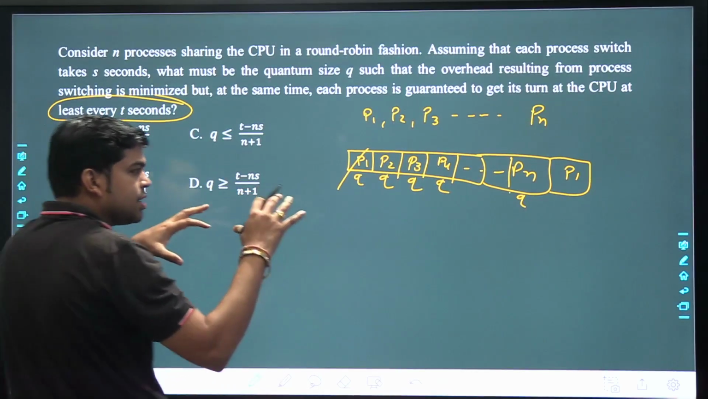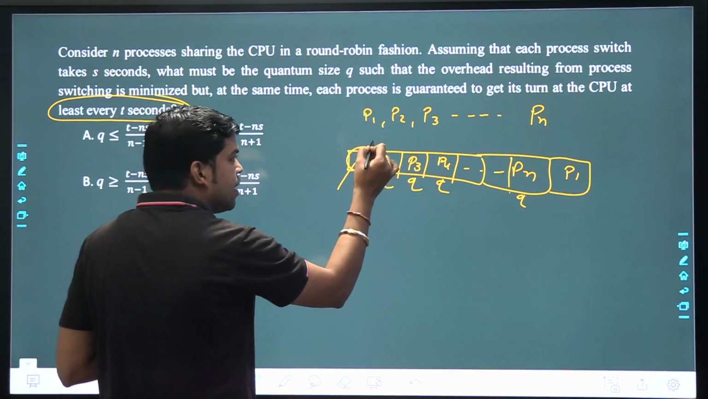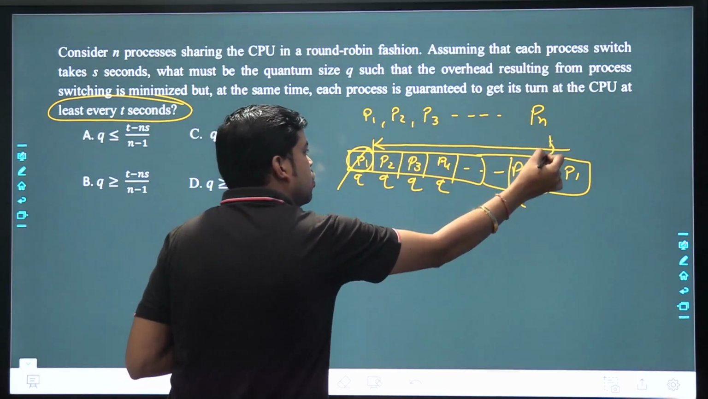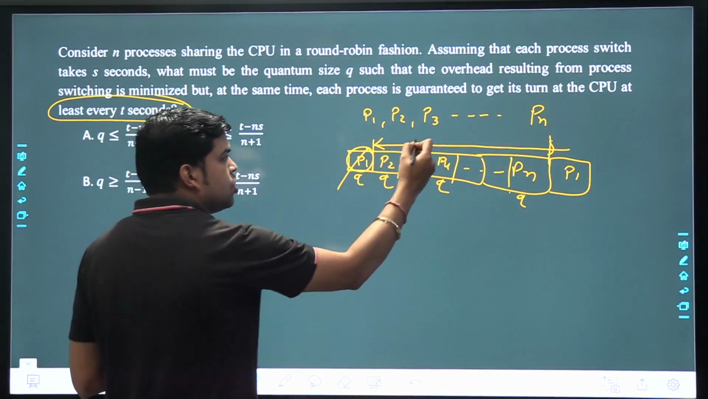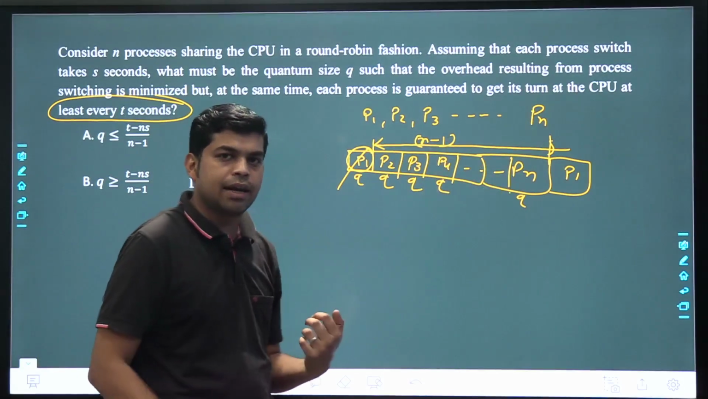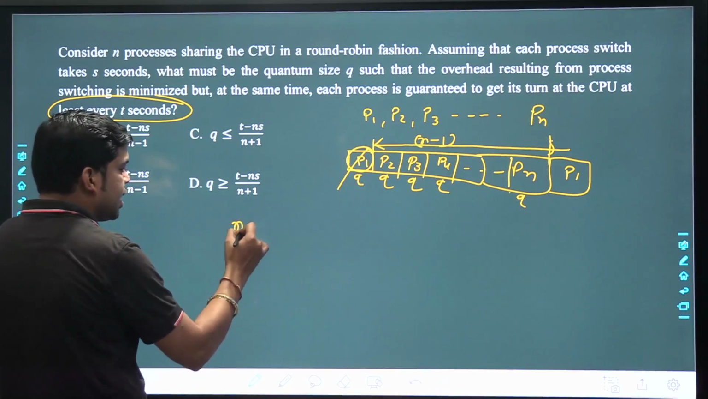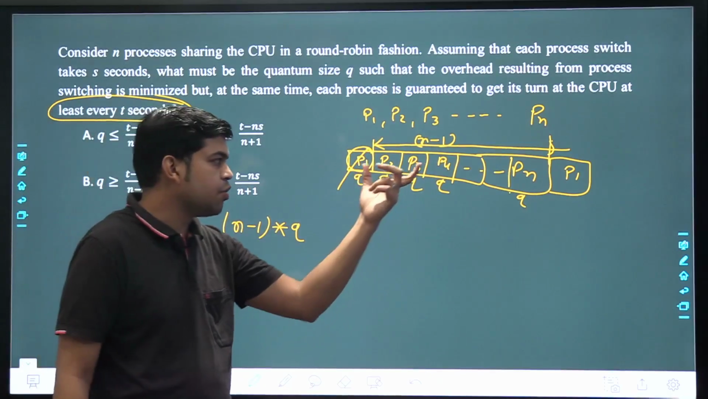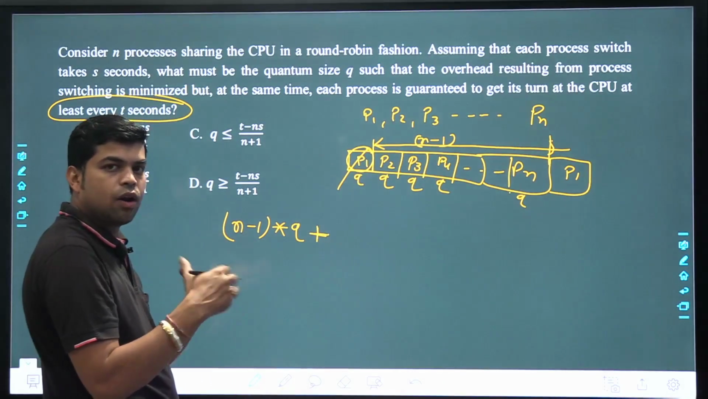So in this case, just understand that first P1, and after then, before getting its turn again, total n minus 1 processes execute, from 2 to n. So definitely that is n minus 1 processes that execute after P1 and before P1 again. Got it? And each of the n minus 1 requires q time quantum. So we can say that n minus 1 into q is the fixed time required to execute n minus 1 processes. Now the overhead. Definitely we need to add overhead also in this.